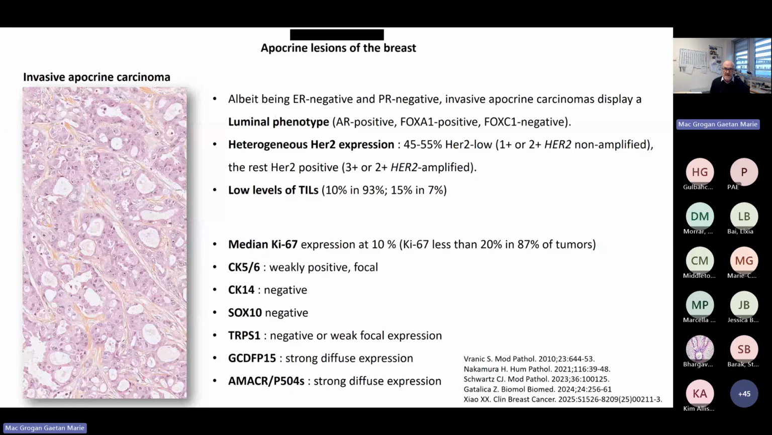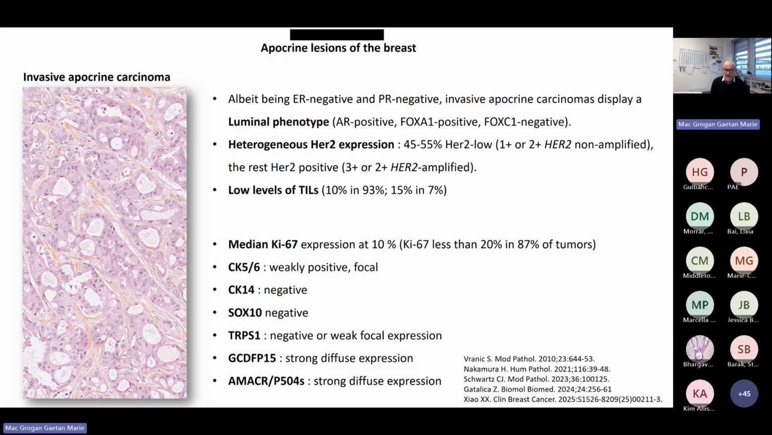Also, in these types of lesions, there are low levels of TILs, 10% of TILs in 93% of the series of Gaetan et al. The median Ki67 expression is 10%, with nearly 90% of tumors having Ki67 less than 20%. Sometimes there's a focal weak positivity with CK5/6, but CK14 is always negative. SOX10 is negative, compared to basal type triple-negative carcinomas.